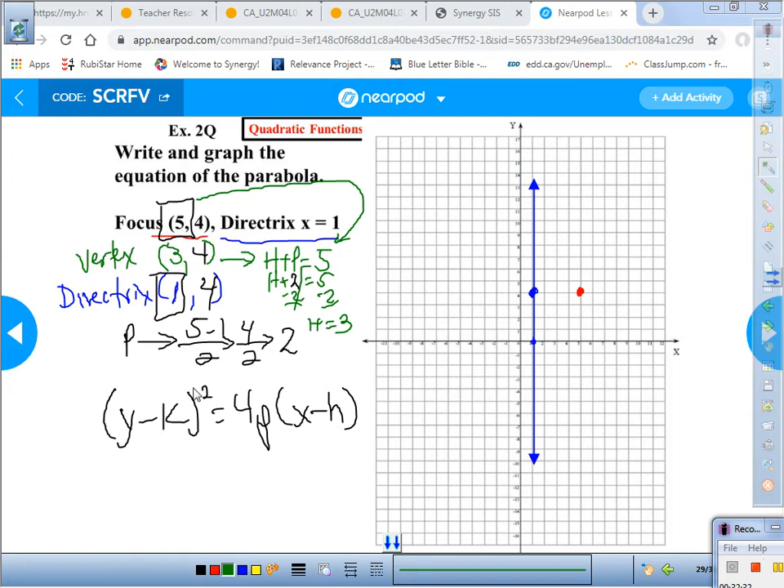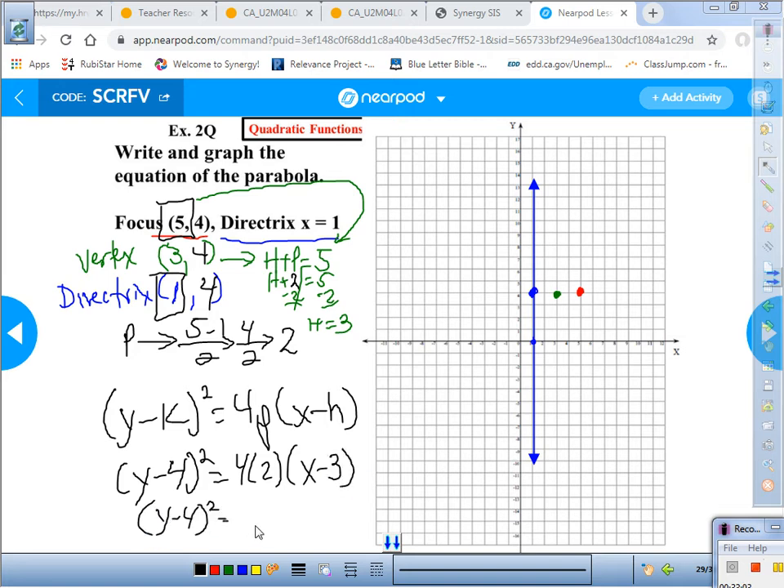Let's see if it's true. Vertex. 1, 2, 3, and 4. Is (3, 4) midway between them? Yes, that is true. Let's write our equation. (y minus, what is k? 4) squared equals 4 times 2, and (x minus 3). (y minus 4) squared equals 8 (x minus 3).